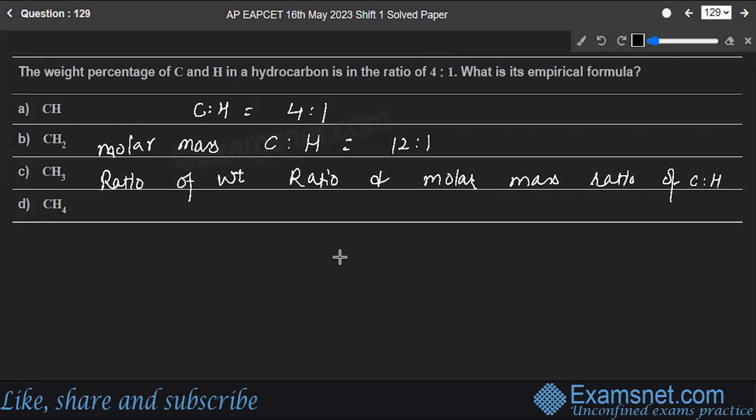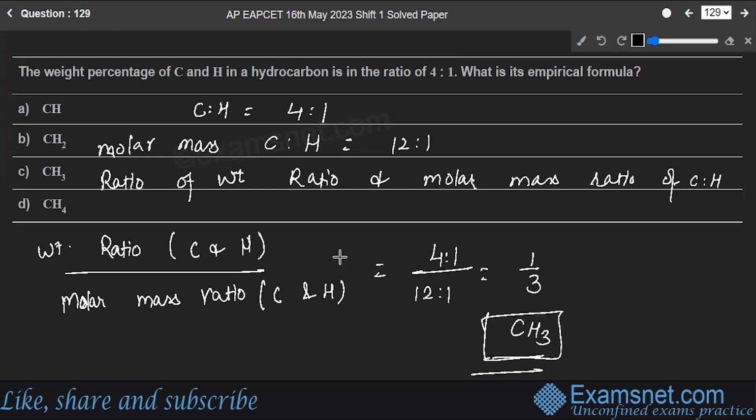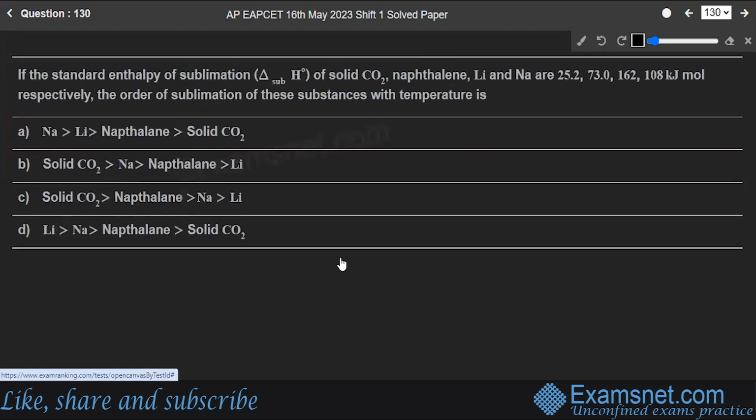of C is to H is given by weight ratio C upon H, upon molar mass ratio C is to H. That is 4:1 upon 12:1. This will give you 1/3. That means for every carbon atom, there are 3 hydrogen atoms. This will be the empirical formula, CH3. CH3, option C is the right answer. Hope you understood. Next is question number 130.